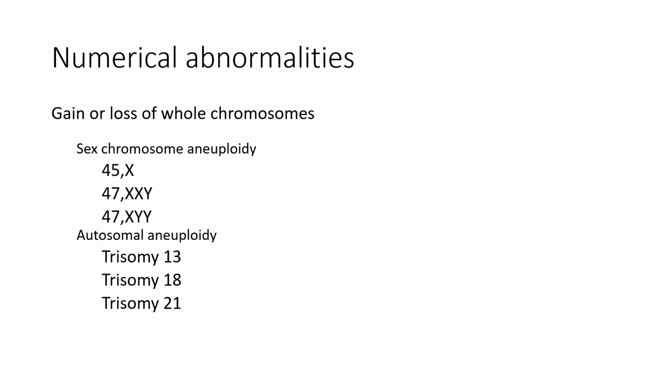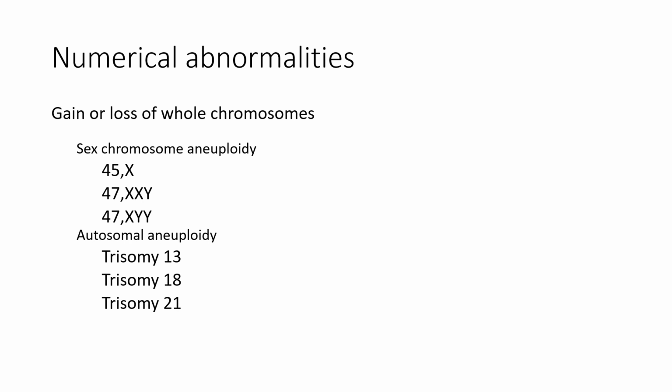Cytogenetic abnormalities can be broadly classified into numerical abnormalities and structural abnormalities. Numerical abnormalities involve gain or loss of whole chromosomes, and they can further be subdivided into sex chromosome aneuploidy and autosomal aneuploidy. So sex chromosome aneuploidy involves either gain or loss of a sex chromosome, and the autosomal aneuploidy involves usually gain of an autosomal chromosome.